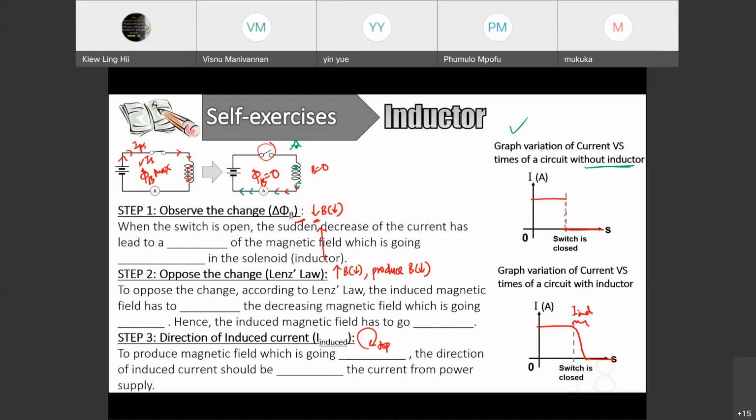All right, so now you can explain to your friend. It is not because of magic. It is because of the inductor.